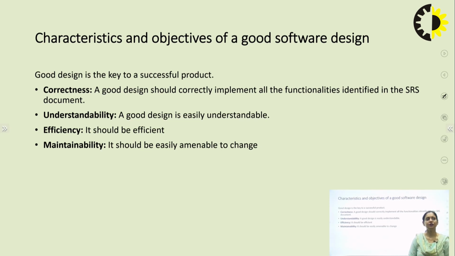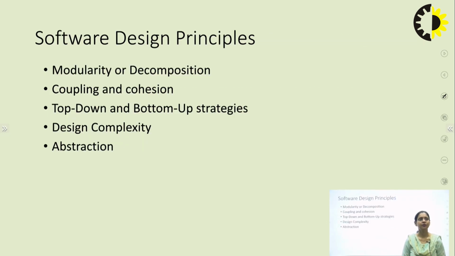Understandability: the design should be clear enough that it is easily understandable. Efficient: it should be efficient so that whatever expectations are there with the software design are all implemented in it. Maintainability: it is easily amendable. Maybe later on in the phases where maintenance needs to be done in a software, then we can easily implement the changes in it at a very easy pace.